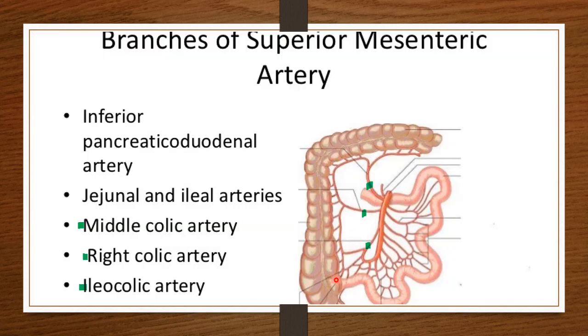In a right hemicolectomy, which involves the removal of the cecum, ascending colon, and transverse colon, these are the arteries that must also be ligated. Okay, the ileocolic artery, the right colic artery, and the middle colic artery. So these arteries must all be ligated in a right hemicolectomy.